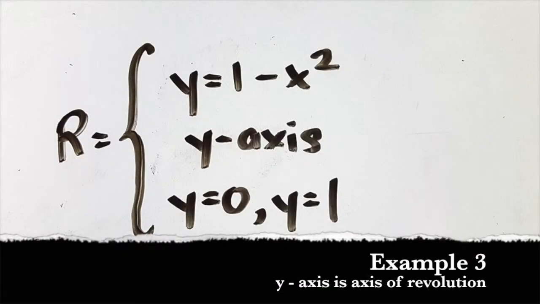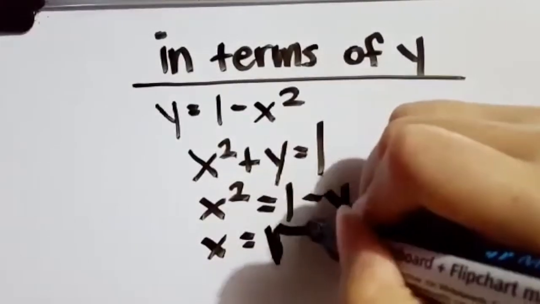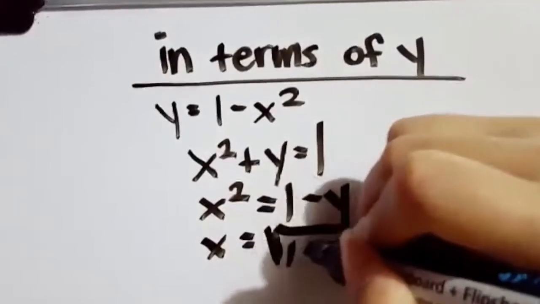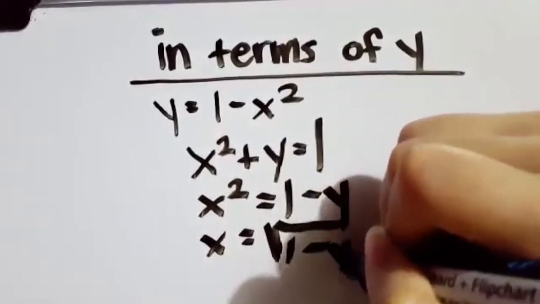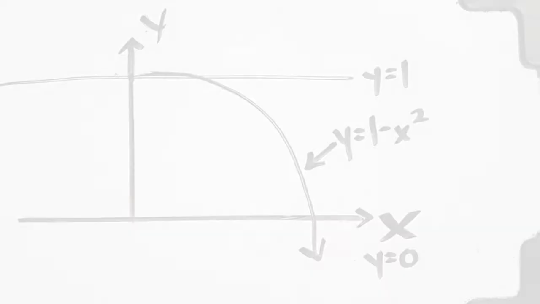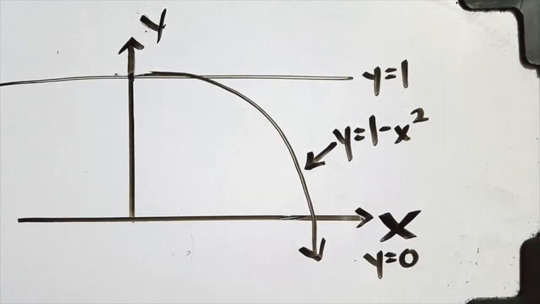Let's work on another example, but this time let's make the y-axis the axis of revolution. Here we have the function f of x is equal to 1 minus x squared, x greater than 0. This function can actually be written as x is equal to the square root of 1 minus y. Let's draw that out first. Let's calculate the volume of the resulting figure between the lines y equals 0 and y equals 1.